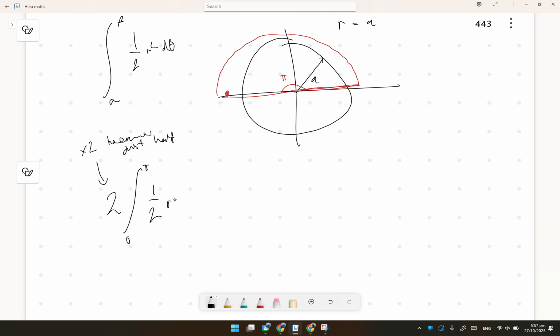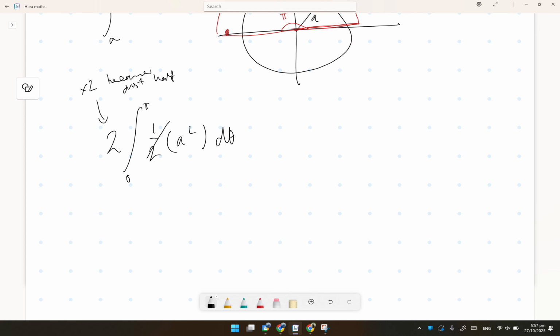Okay, 1/2 r squared. R squared in this case is the function, so it's just a squared d theta. What we can do now is we can take everything out. The 1/2 and 2 cancels. We just have a squared multiplied by the integration of 1, which is just going to be theta, from 0 to pi. And what we end up with is pi a squared. Or equivalent here is pi r squared, right? But the r in this case is a, so that's why it's a squared.